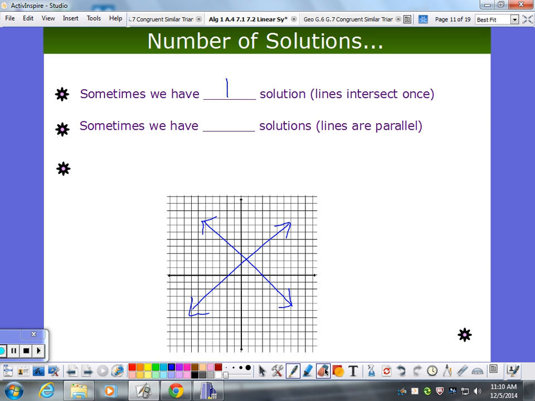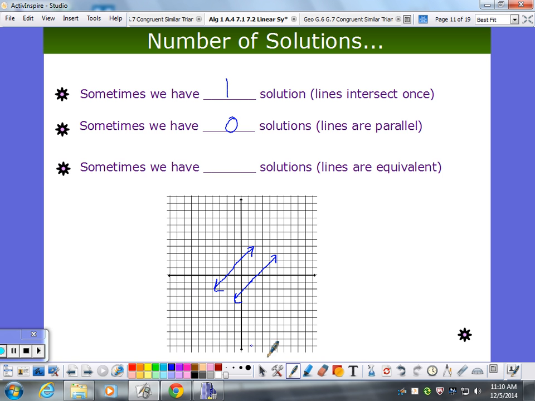Now, what if you graph the two lines and they become parallel? Zero. Do parallel lines ever intersect? No. So is there a point that's on both of those lines? No. So sometimes you don't have any.